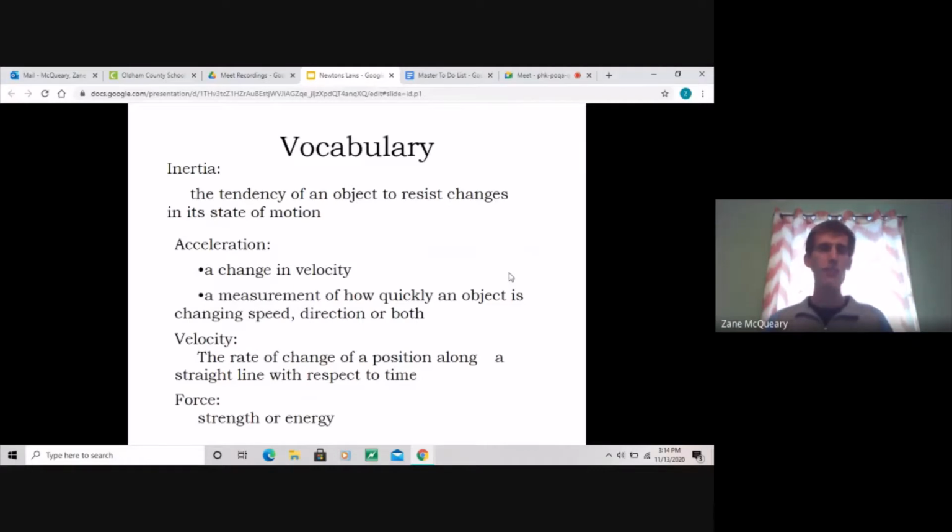Acceleration is any change in velocity, whether that is in magnitude or direction. It can be defined in an easier way as how quickly an object is changing speed or direction, or both. Velocity is how fast you're going per unit time. And force, that's your strength or energy. Some people will say a push or a pull.